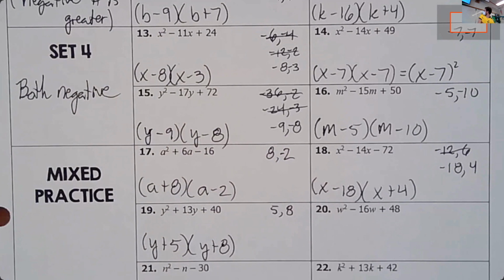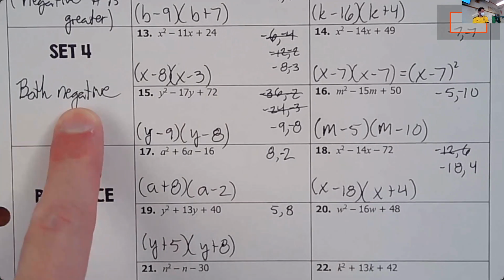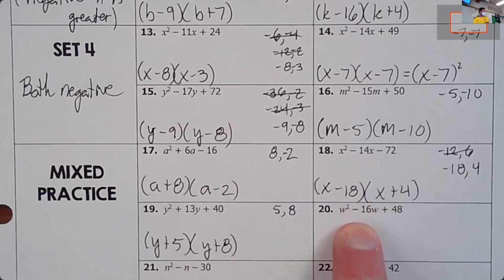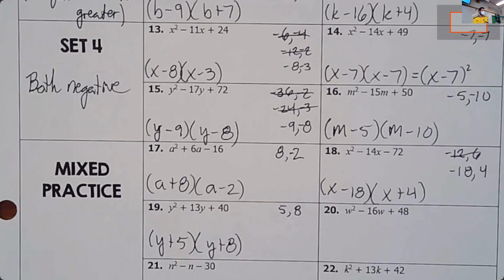Let's see, number 20. We have a negative for the addition. We have a positive for the multiplication. That's set 4, so both factors are negative, which works a lot like set 1. So two numbers that multiply to equal 48, same two numbers that add to equal 16, just make them both negative. What do you think about that one?